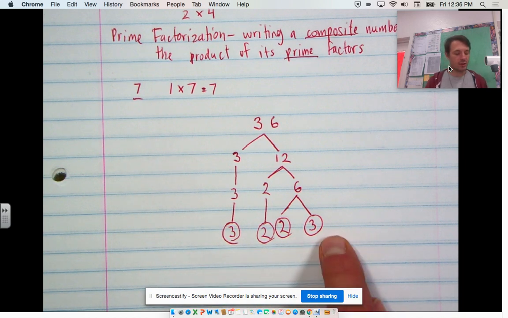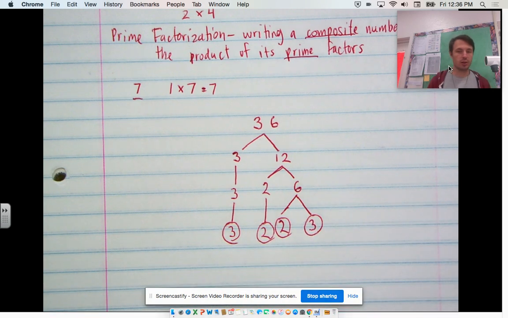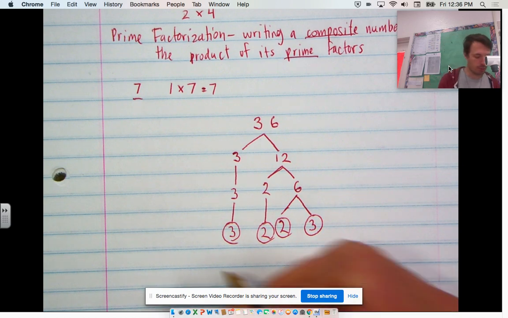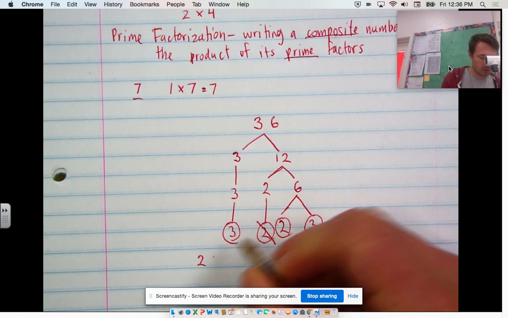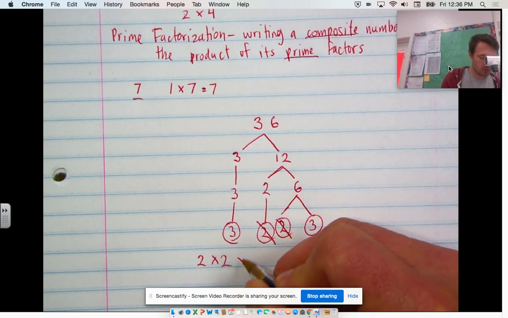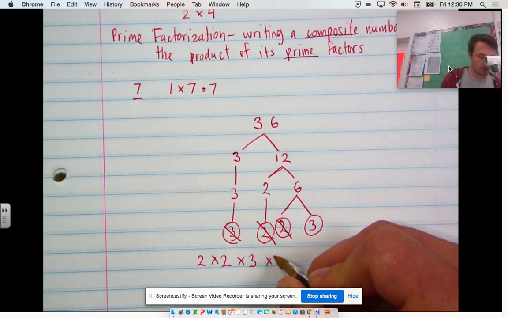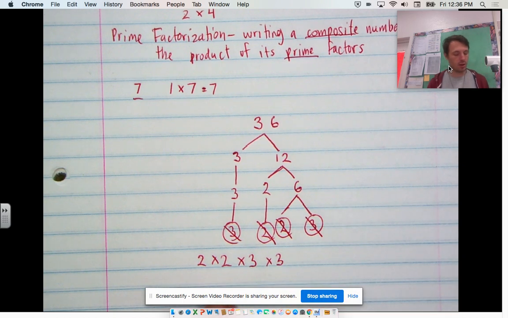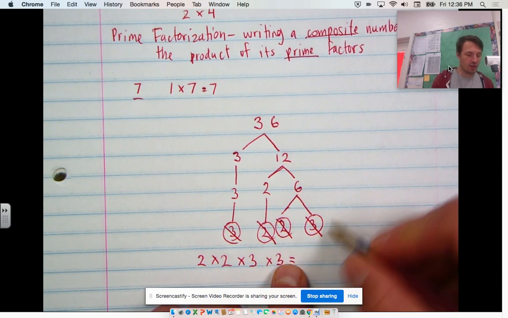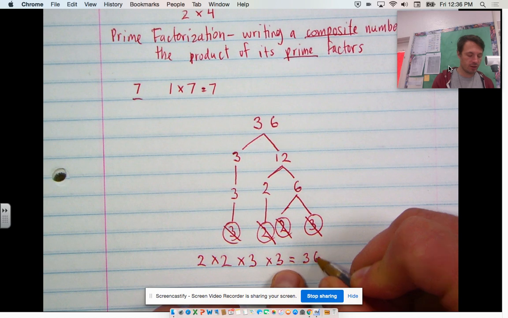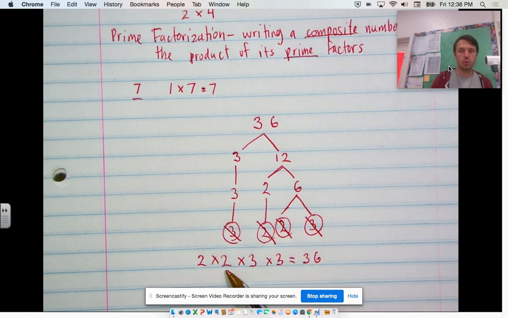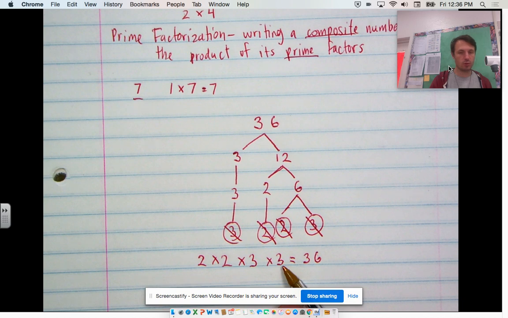But you don't just leave it like that. You write it out going from the smallest numbers to the larger numbers, and you put a multiplication sign between each number. So 2, that's this one, times 2, that's this one, times 3, that's this one, times 3, that's this one. 2 times 2 times 3 times 3. And you know you did it right if it equals the number you started with, 36. So let's see if it does. 2 times 2 is 4, times 3 is 12, times 3 is 36. So we know we did it correctly because it ends up equaling 36 at the end.